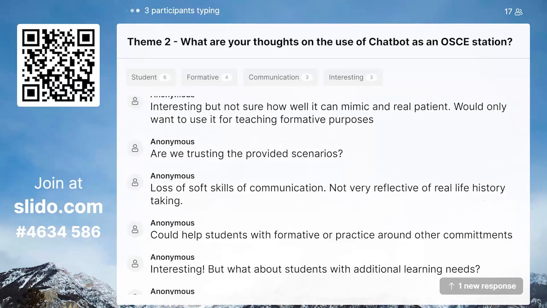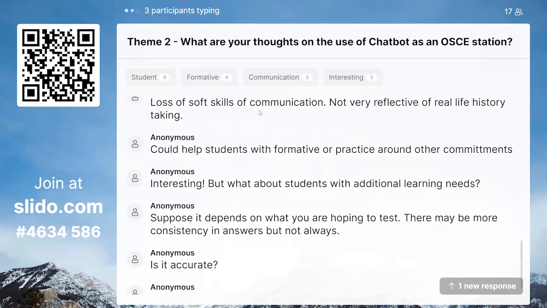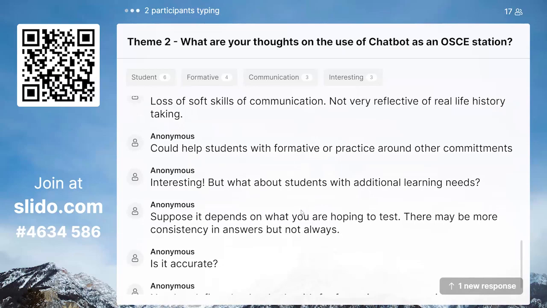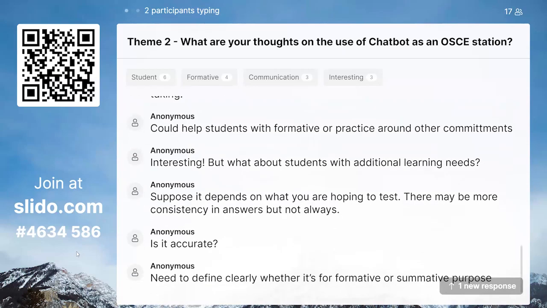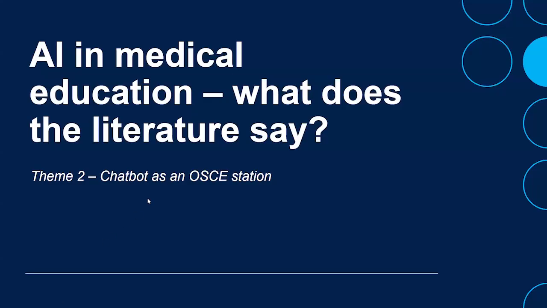Drawbacks: it is a conversation, lots of soft skills, loss of soft skills, yes, of communication, and not reflective of real life yet. I think we've covered most things on there, and we'll come back to this afterwards, but I can see that the themes that people are talking about are about communication skills, thinking about whether or not it's a formative or summative tool, and we can go over that in more detail.